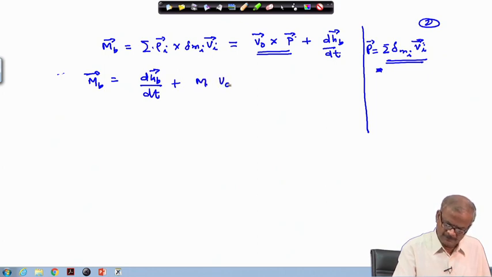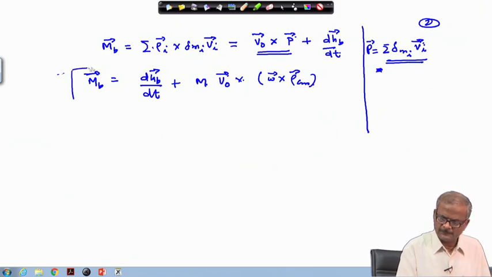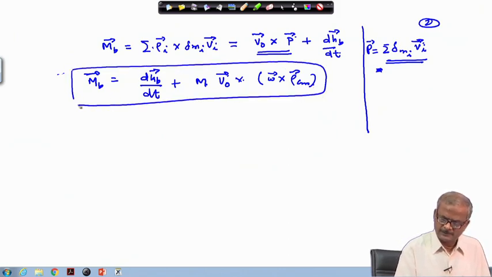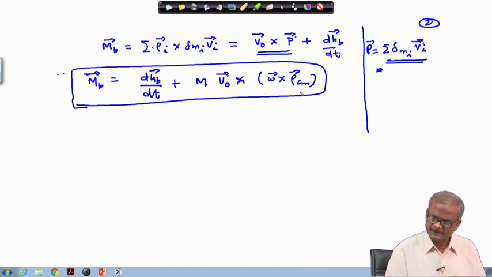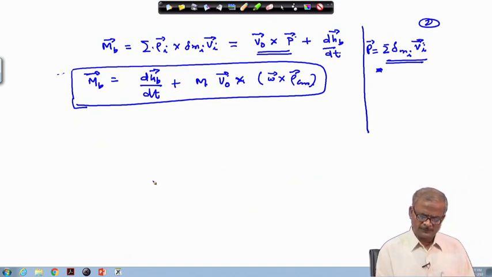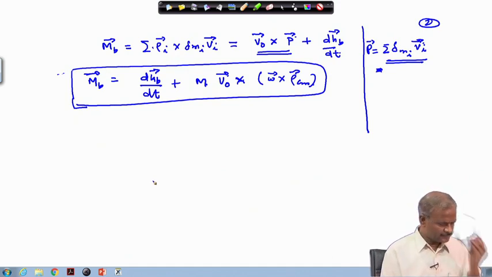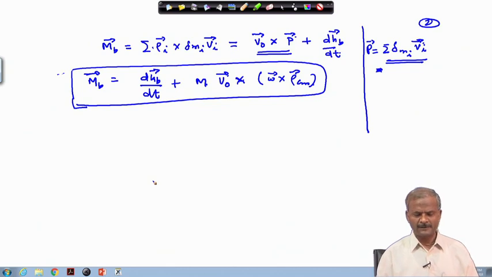where m is the mass of the body, V_o cross omega cross rho_cm. This is the final form we are going to get, and from where we can get a number of insights. Okay. So, before looking into mathematics, we discuss a little bit of the physics, what is important here.